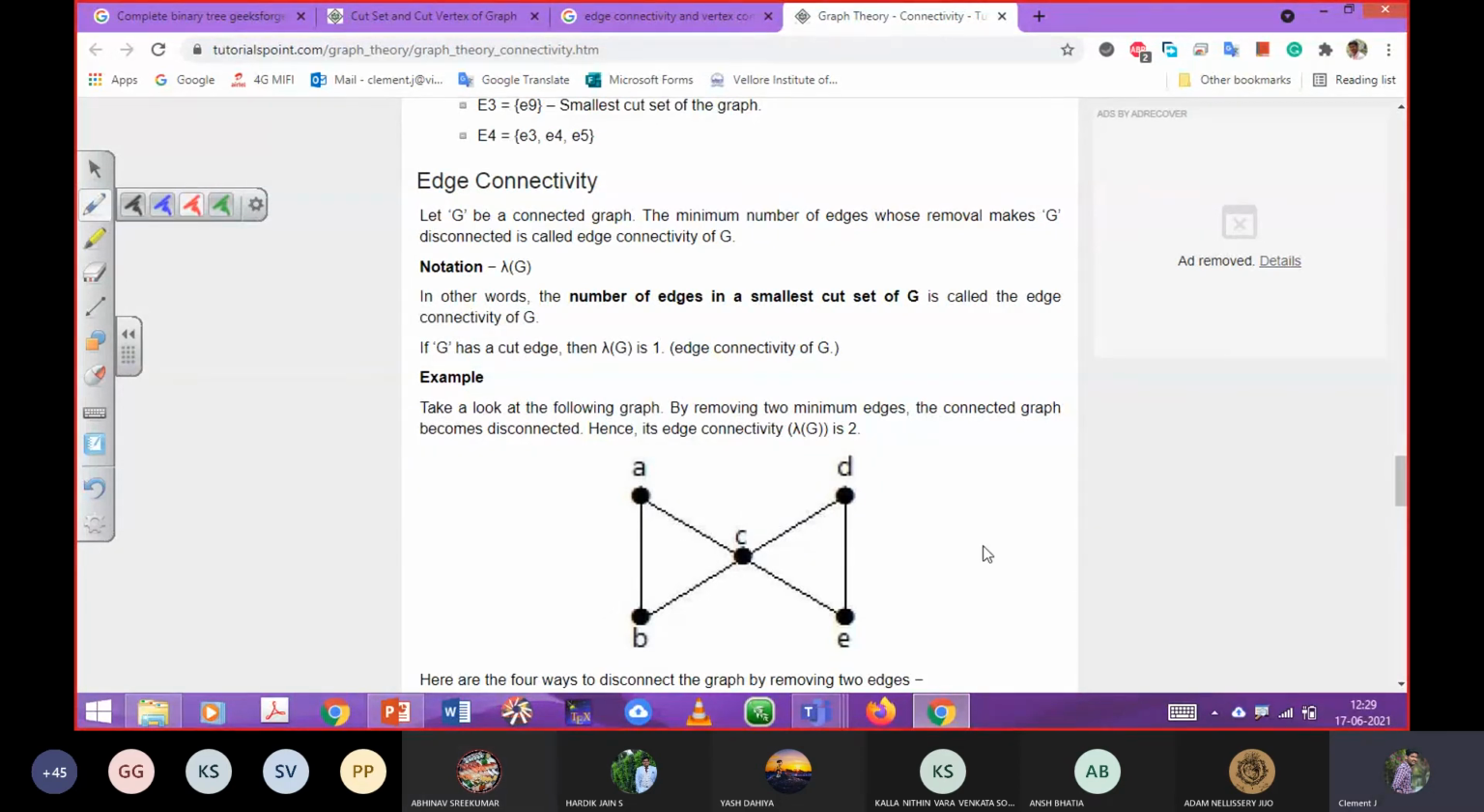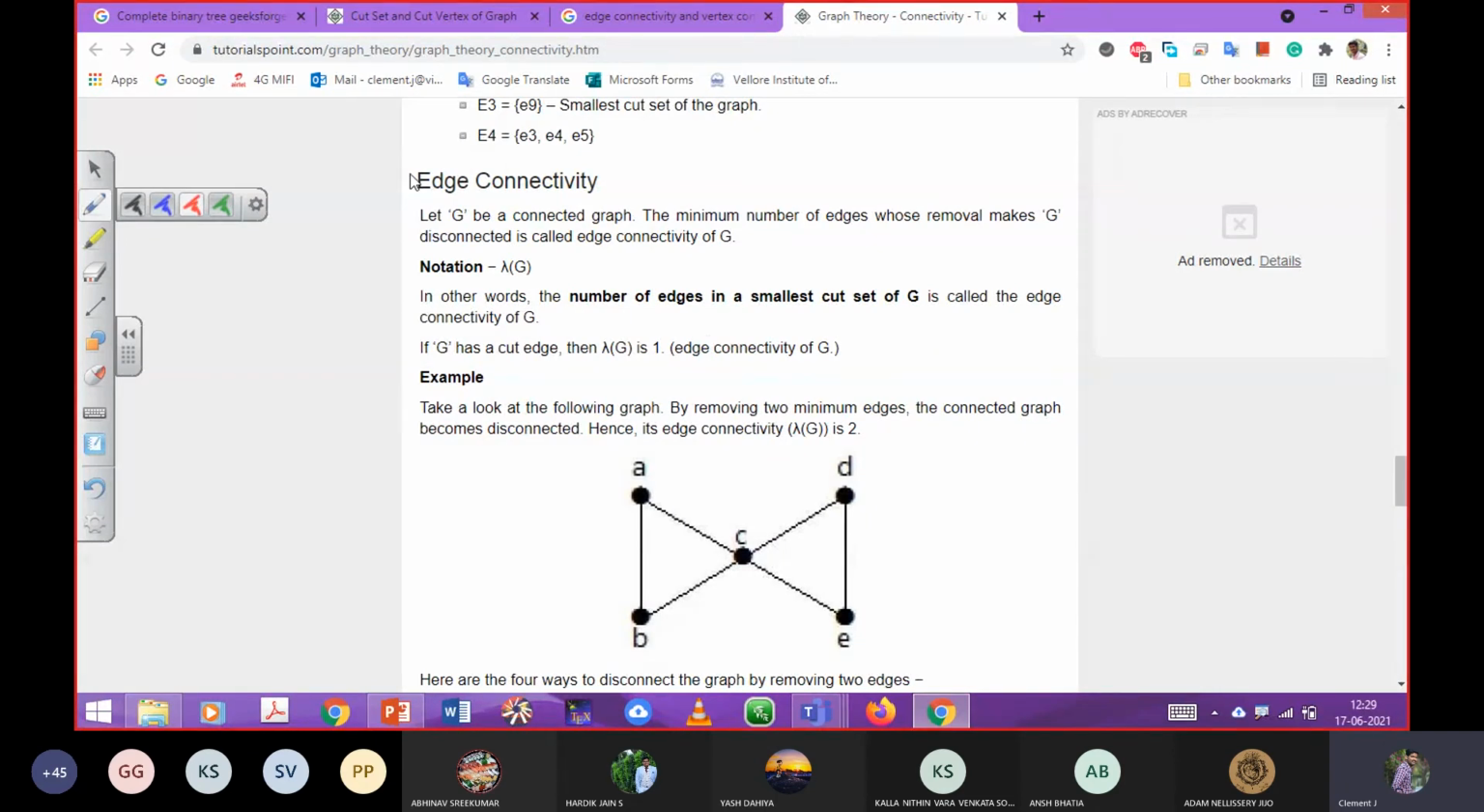How many? Very good. So here at least two edges are needed to convert this G into G1 and then G2. To break this graph into G1 and G2, at least two edges are needed. Then only I can have the split up. The number of edges may be anything, not a problem. So edge connectivity means you need to mention that at least number, the minimum number of edges needed.